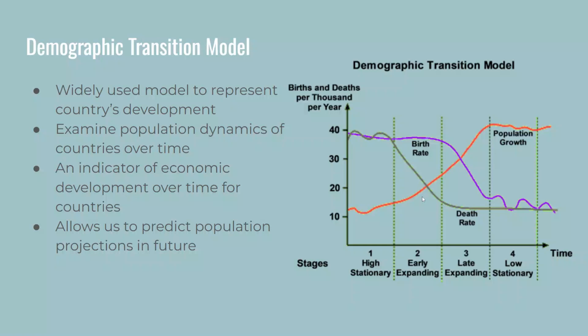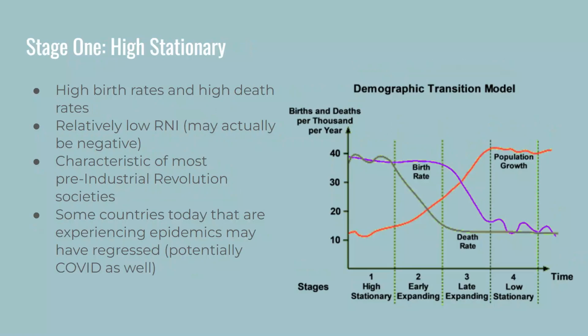This brings us to the demographic transition model. Now, the demographic transition model is a widely used model to represent a country's development. It examines population dynamics of countries over time, and it's an indicator of economic development over time for countries. It allows us to predict population projections in the future as well. This model has 5 stages, which we will go over now.